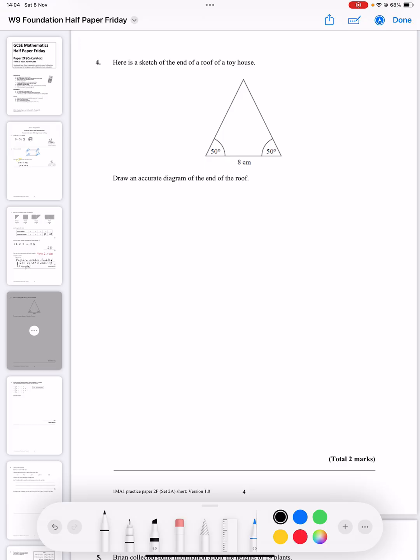Question number 4. Here's a sketch of the end of a roof of a toy house. Draw an accurate diagram of the end of the roof. So what we need to not do is to think that this means that we need to draw a 3-dimensional roof, because it doesn't. It means we're going to use a ruler and a protractor to construct this triangle. So we need to draw an 8 centimetre line, and when we're drawing a line, we go from 0. That's an 8 centimetre line, and because it's a diagram, we need to label with the measurement.